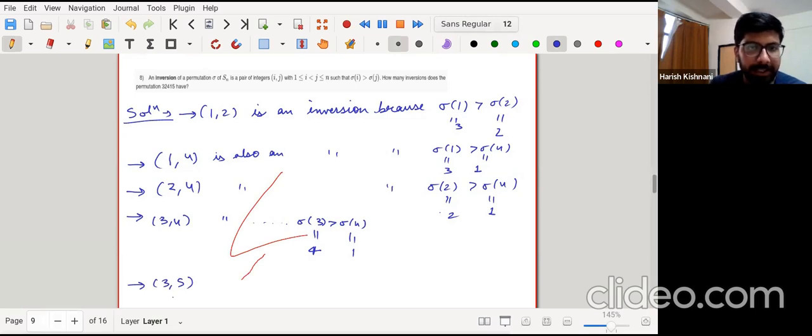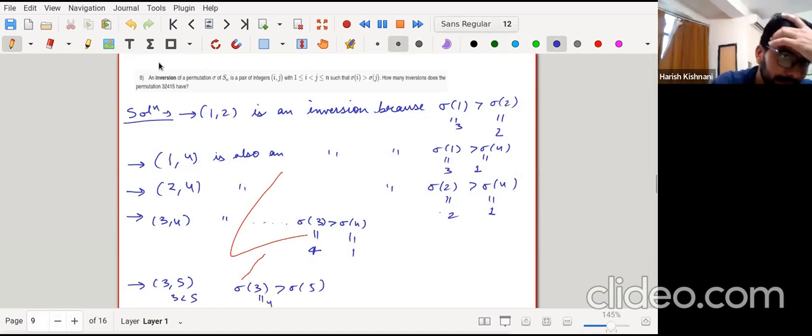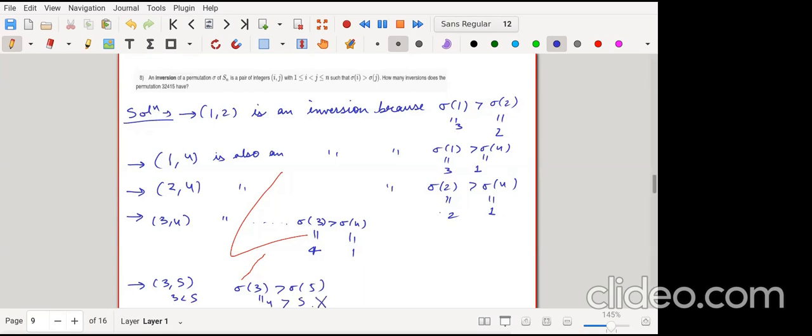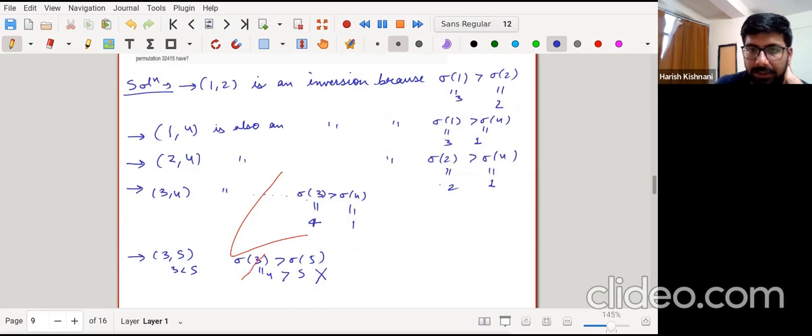So 3 is less than 5, that's okay. But is sigma 3 greater than sigma 5? Sigma 3 is 4, right? You can see here 3, 2, 4. So at third place it is 4 and at fifth place it is 5. So this is not true, right? So 3 comma 5 is not an inversion.